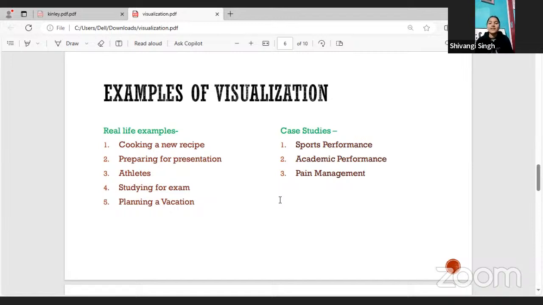Let's study some case studies. In a study conducted on sport performance, two groups were formed. Group A, a basketball group, practiced throws physically on the court, and Group B decided to practice visually in their mind. Later on, it was reported that the group which practiced visually did equally well. They equally gained success and their moves were equally fine.